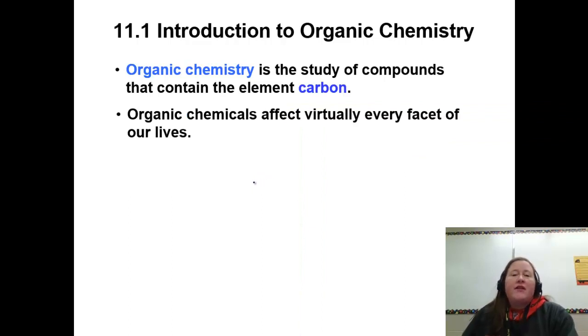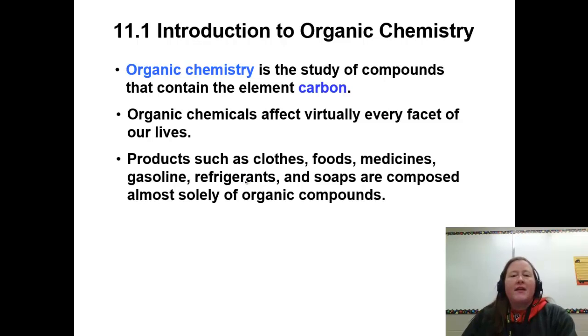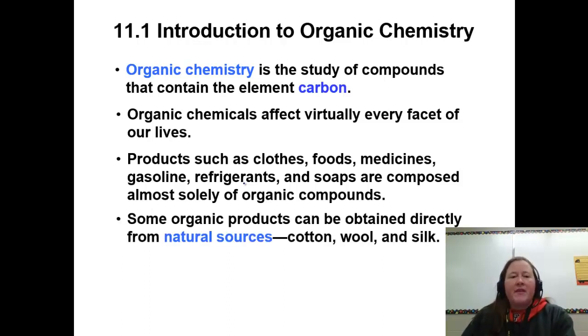And it surrounds us. All of the chemicals around us are typically organic based. And examples include clothes and foods and medicines and gasoline and refrigerants and soaps. And I can just keep reading the presentation, which you could do as well. But I will try to limit the amount that I just read the presentation because you can do that. I just want to focus on some fundamental concepts, again, that you should become really comfortable with.